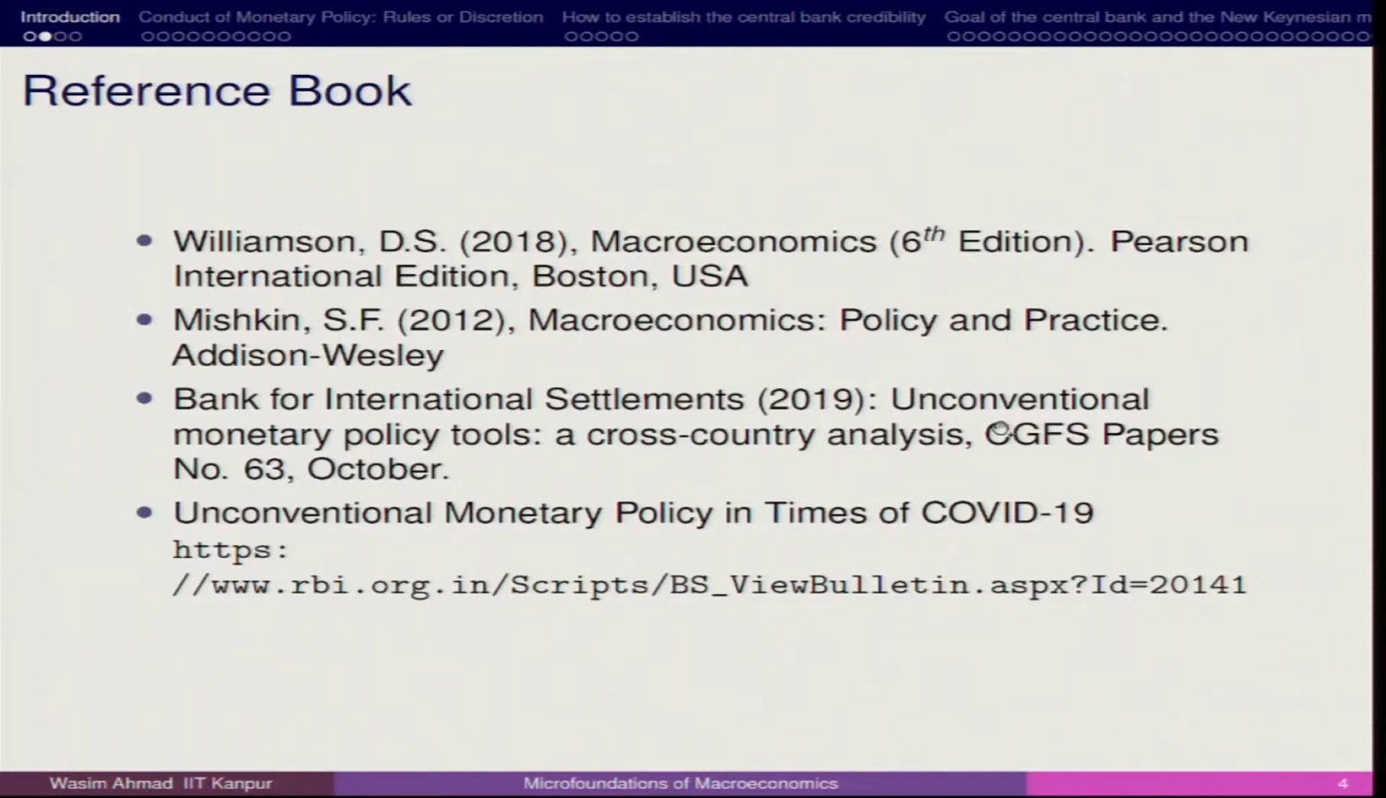Then you have unconventional monetary policy tools, which also mention the different types of monetary policy decision approaches. The BIS 2019 paper is really interesting, and I would request all of you to please pay attention to the unconventional monetary policy in times of COVID-19. This particular write-up is really good, and the Mishkin book is considered one of the most referred books in the field of macroeconomics. So, I think you should at least know it if you are a student of economics or if you are doing economics for the first time.